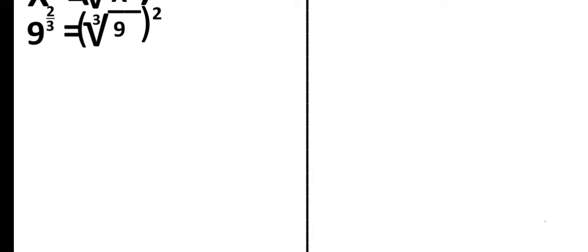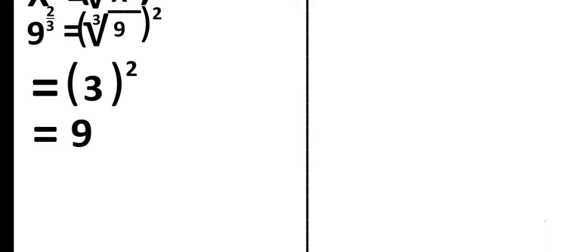Now BODMAS says bracket first. So we must solve what is in the bracket before solving outside. That is equal to the cube root of 9, which gives 3. Then close bracket squared, which will give us 9 as the answer.